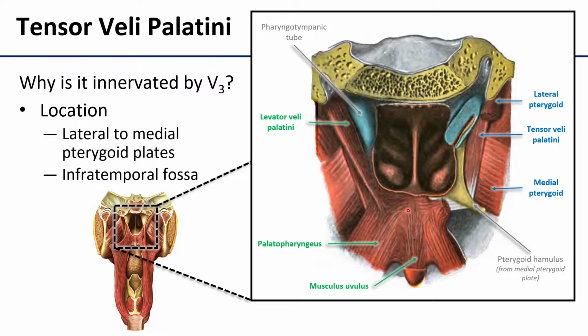The rest of the soft palate muscles, so here's levator veli palatini, palatopharyngeus, palatoglossus would be up here more, and musculus uvulae, are going to be originating medial to this medial pterygoid plate, meaning they are entirely within the pharynx. Therefore, they are going to follow the pharyngeal pattern for innervation, which is vagus.